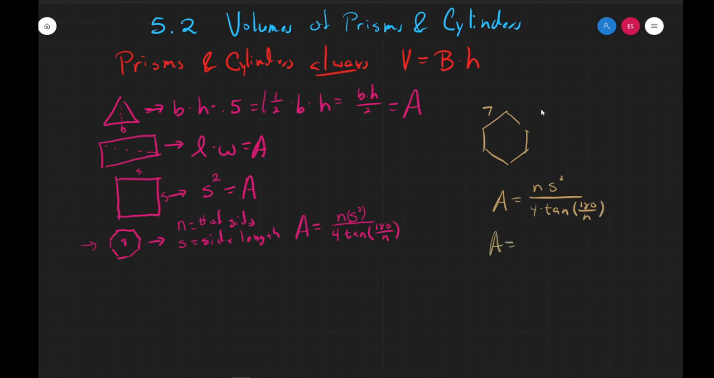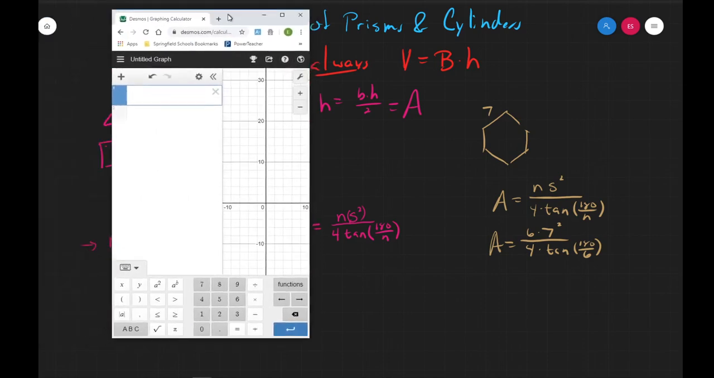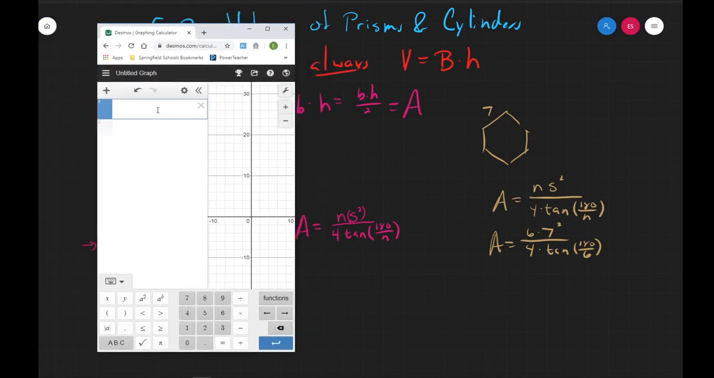Our area is going to be equal to the number of sides on our shape, which is 6, times 7, which is our side length, squared, over 4 times tangent of 180 divided by the number of sides, which is 6. All right, so then we grab our handy dandy calculating machine, and we can put this straight in.